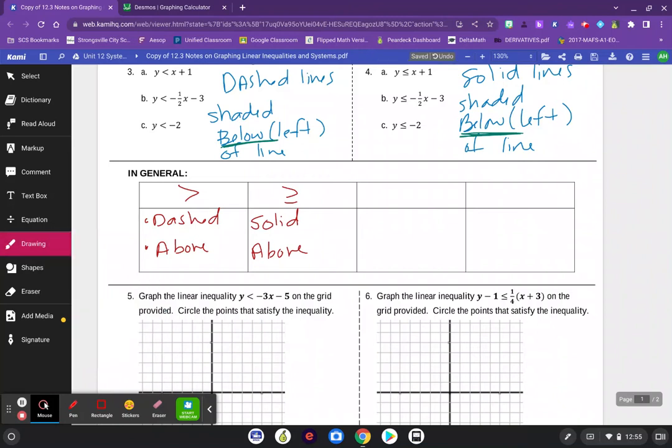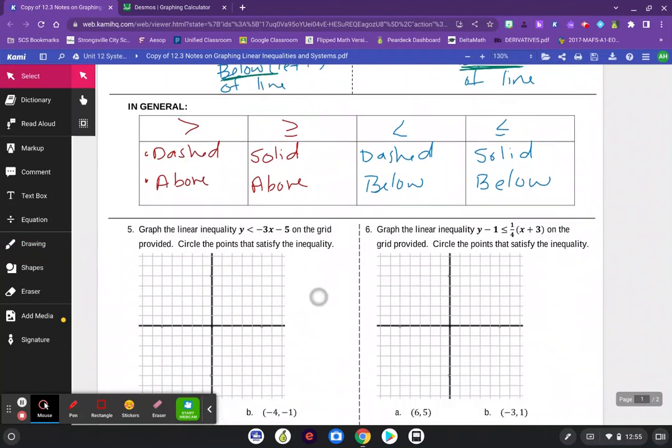If I have a less than symbol, I get, again, a dashed line. If there's no equal bar, it's a dashed line. Less than, though, means I'm shaded below or to the left. And less than or equal to, the equal to bar creates that solid line, but less than means I'm still shaded below or to the left. So we're going to do a couple of examples of just doing one inequality at a time. And then we'll put this together and talk about what the solution means.